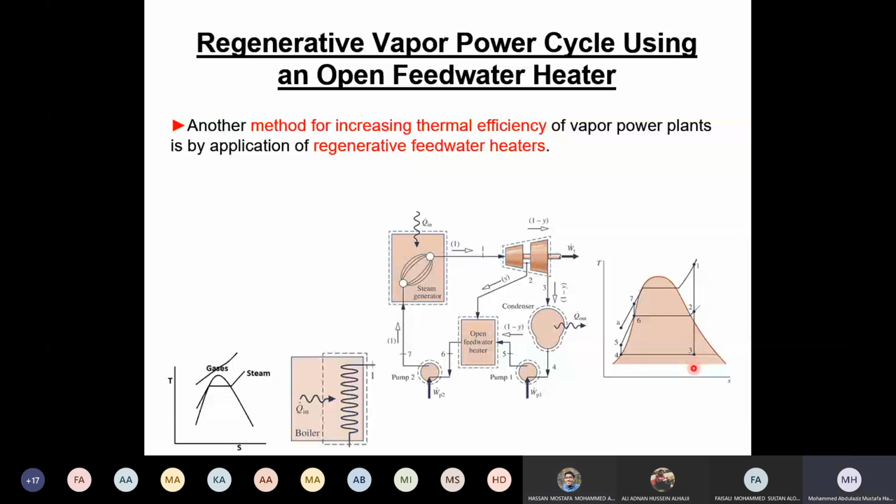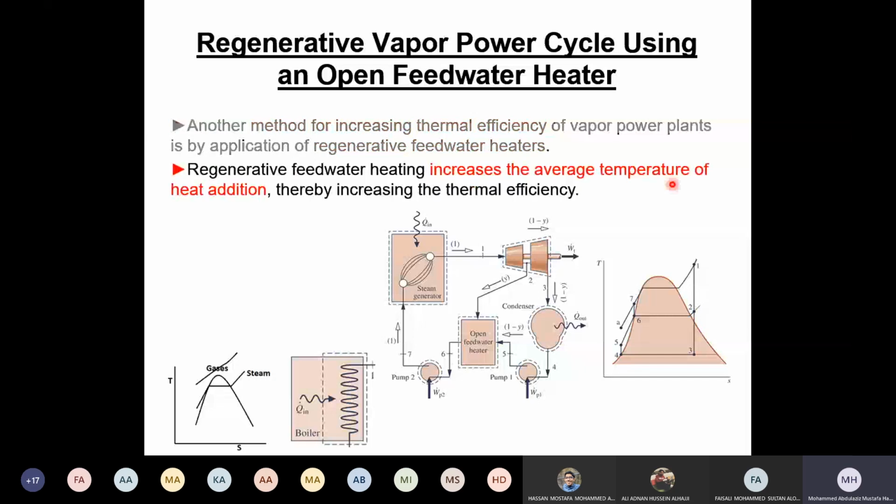Yes, doctor. Okay. So now we should be able to understand the steam flow diagram, the TS diagram. Then we go to the analysis. It says here, regenerative feed water heating increases the average temperature of heat addition.